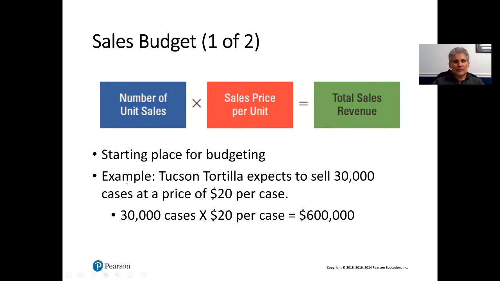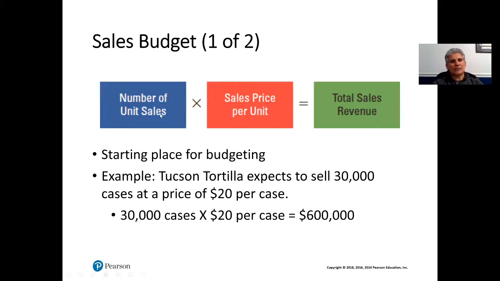Well, I could put up a spreadsheet to show you how this is done, but that's pretty straightforward. 30,000 cases multiplied by $20 per case gives us the $600,000. Let's go ahead and try pulling one up. Each case is going to be sold for $20 per case.